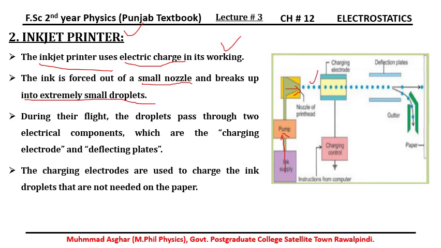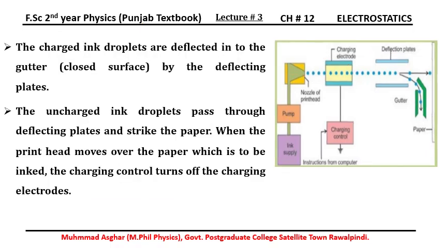These droplets move through the two plates. One is the charging electrode and the other is the deflecting plate. Charging electrodes are used to charge the ink droplets which are not needed for the paper. So these charged droplets are passed through the deflecting plate and sent to the gutter because these are not required on the paper.